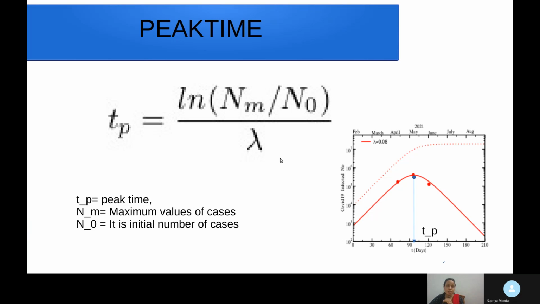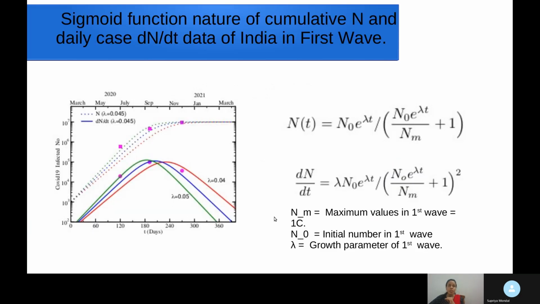Here this slide represents the TP. We get TP from this equation: log of Nm by N0, divided by lambda. This TP is the peak time where the daily cases reach their peak value, and it also depends on the maximum value of the cases Nm and N0, the initial number of cases.